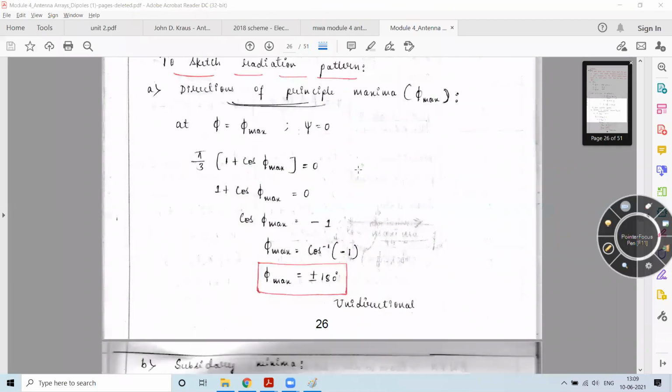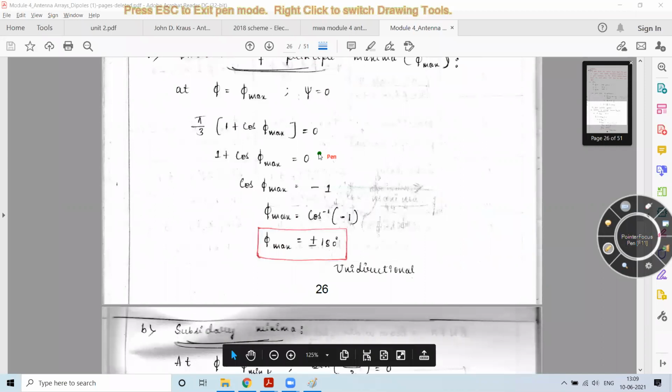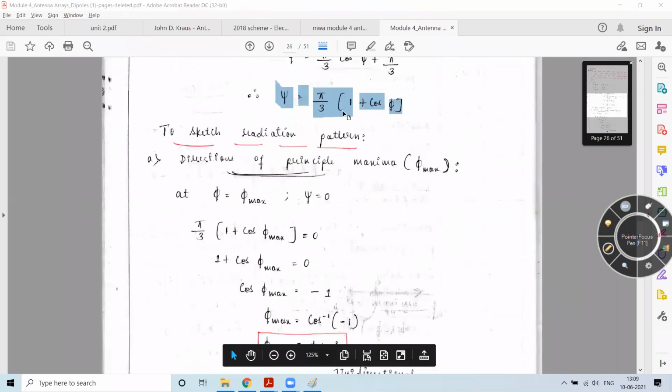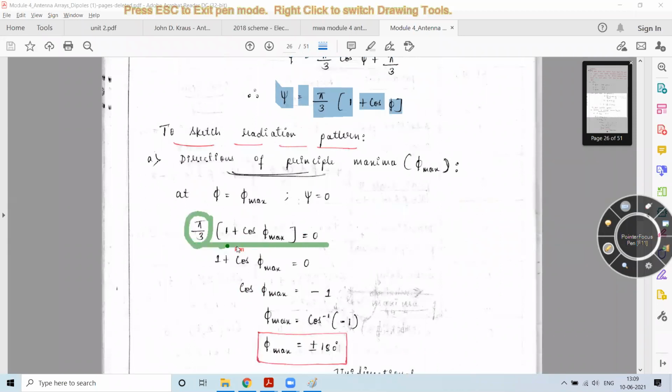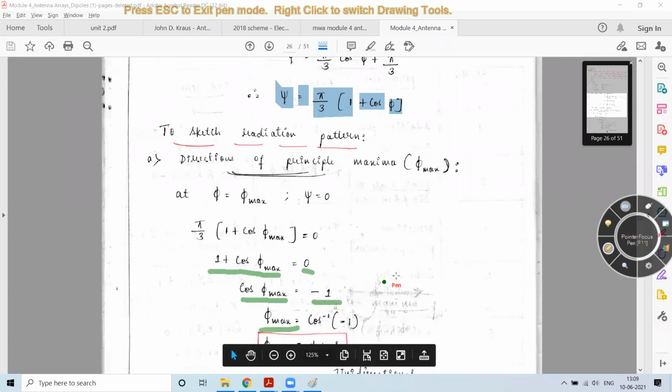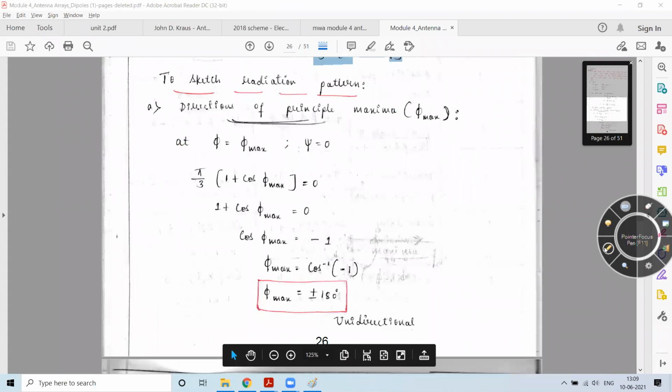So when we equate psi equal to 0, what do we have? We have the previous equation, that is pi by 3 into 1 plus cos phi will be equal to 0. That is what is presented over here. Now since pi by 3 cannot be equated to 0, we need to equate this one to 0. So therefore we have 1 plus cos phi of 0, and here we are just representing it as phi max because it is just giving me the direction of the maximum. When we equate psi equal to 0, we obtain the direction of the maximum. So it is 1 plus cos phi, which is equal to 0. So therefore cos phi is equal to minus 1, and phi max is given as cos inverse of minus 1.